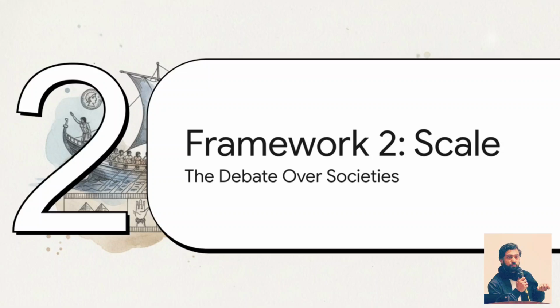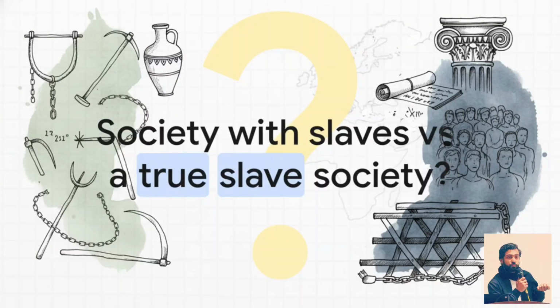When does slavery go from just being a feature of a society to being the thing that defines it? This is a huge, huge debate. And this leads us to a really crucial distinction that historians rely on. What exactly is the difference between a society that simply has some slaves and a genuine slave society? The answer tells you everything about the role slavery played.